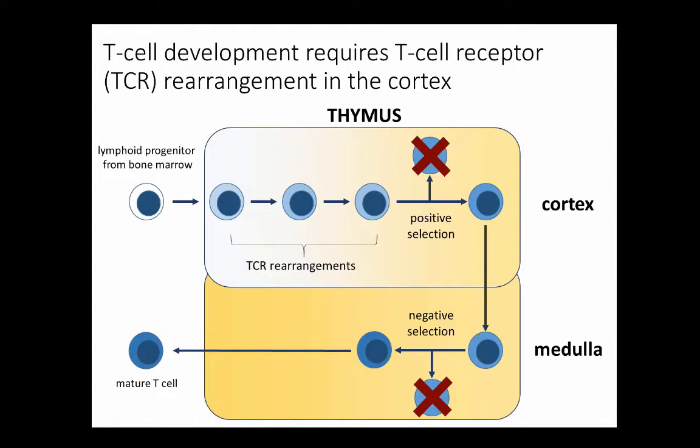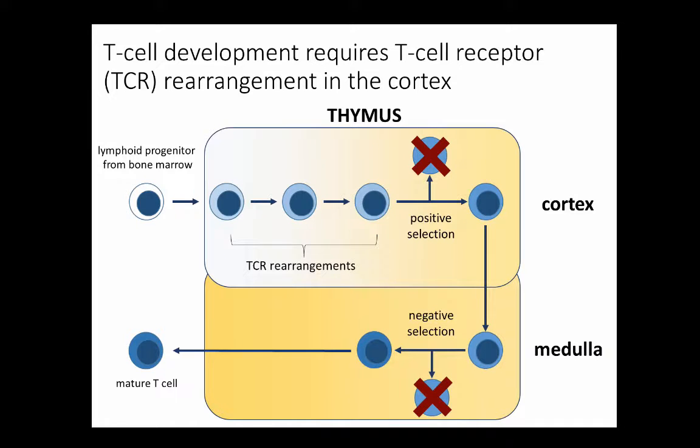To really appreciate how TALL arises, it's important to recall the normal process of T cell development. So we have lymphoid progenitors that emigrate from the bone marrow to the thymus, and this is the organ in which T cell development occurs. The thymus is divided into two major parts, the cortical zone and the medullary zone.